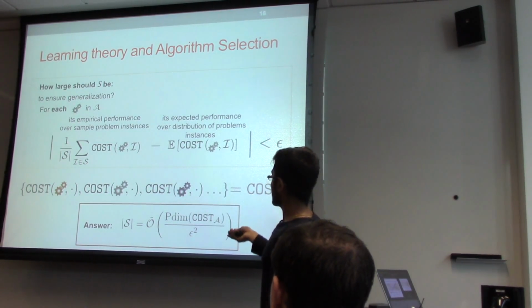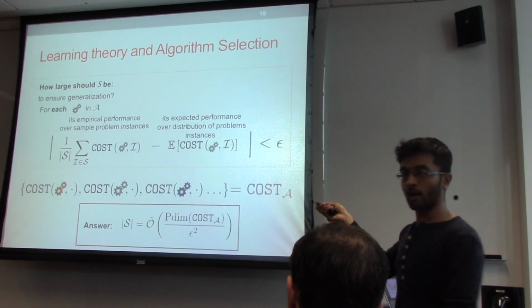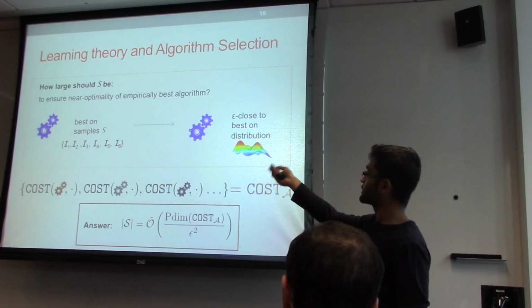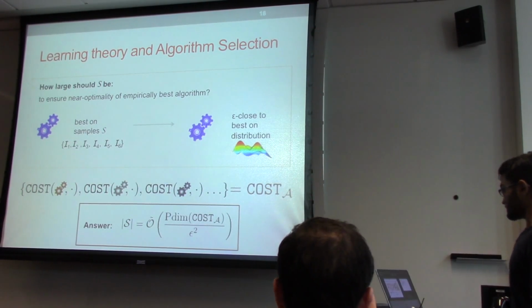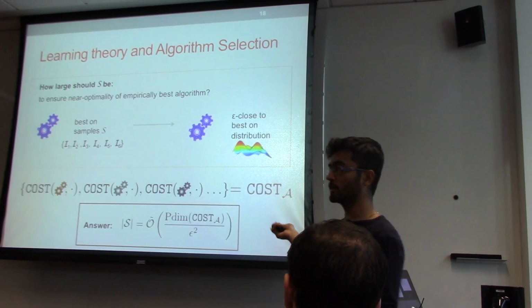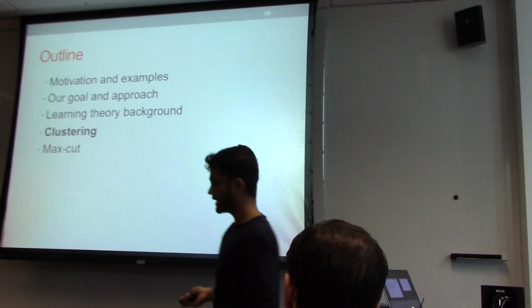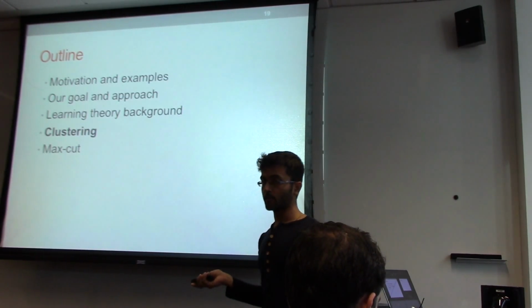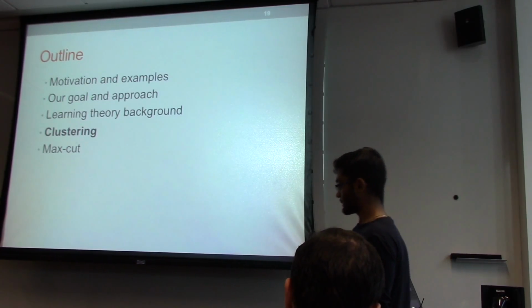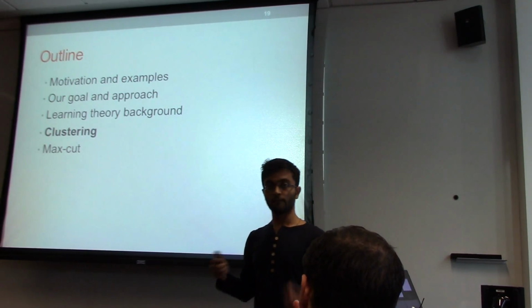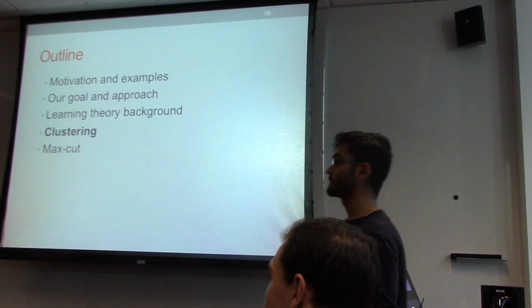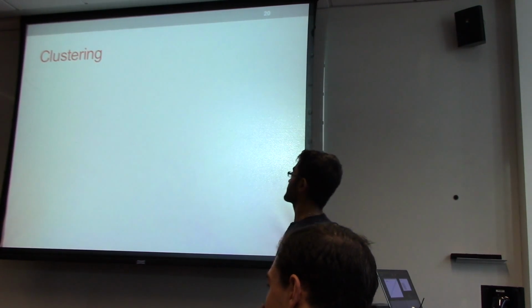Now that I have answered this question, why did we go through all this trouble? Just to recall, we wanted near optimality of the empirically best algorithm. I'm going to use this result for the rest of my talk, and we'll also see how you can find the empirically best algorithm more efficiently. So this brings us to my results on clustering. Please let me know if you have any questions at this point. Okay, cool. So let's get to clustering.